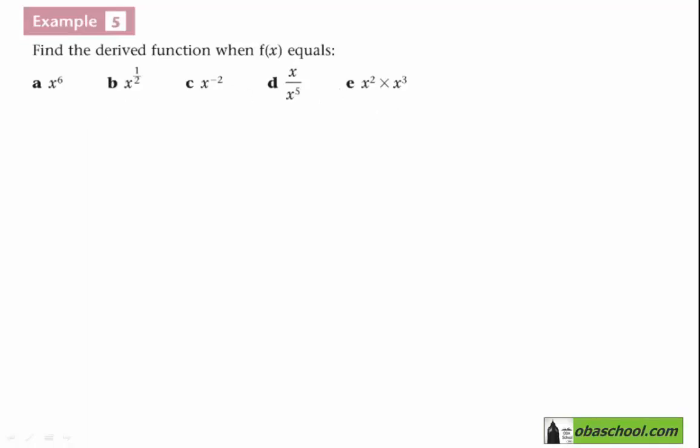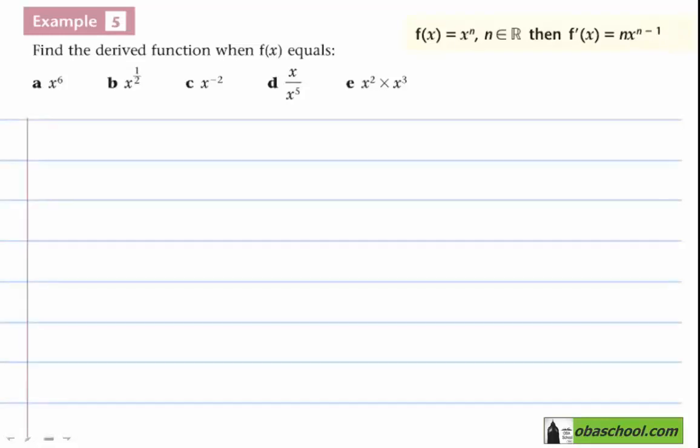So when f of x equal x to the power n, and n belongs to any real number, then the derived form f prime of x equal n, the power, multiplied by x, and we reduce 1 from the power. Let's start applying this form in part A.